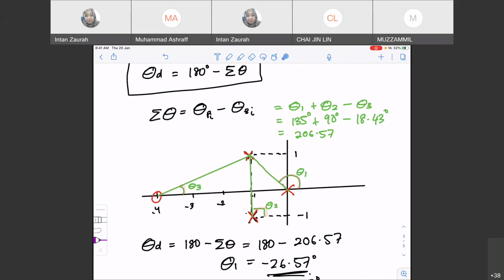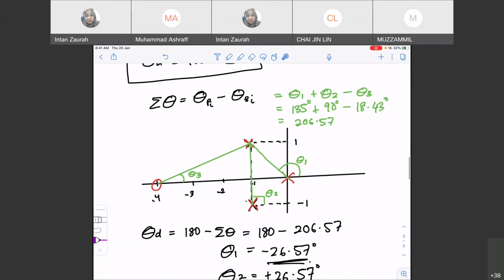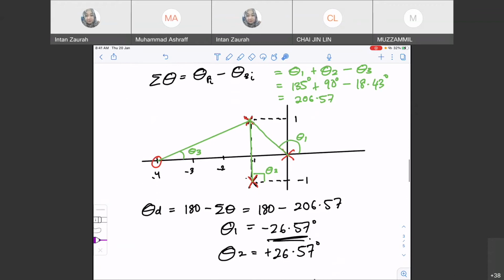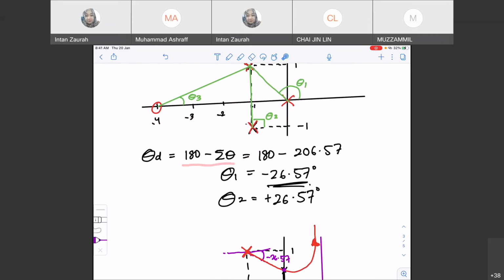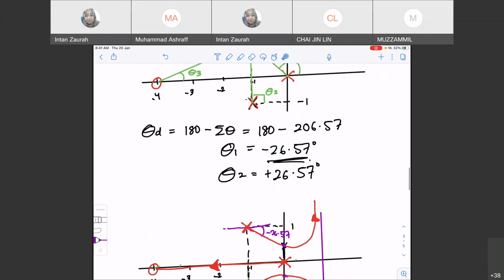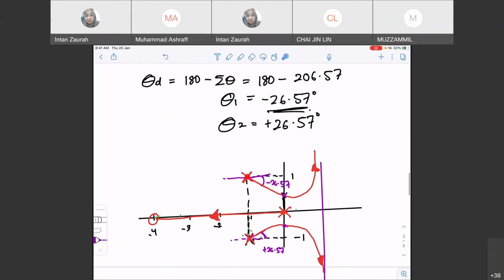Once you have found the angle, you can use Pythagoras, you can use your protractor, you can find the angle, then you do the sum of angle. Then after you find the sum of angle, of course you have 180 degrees minus that sum of angle. And then you're going to get two angles actually, because theta d will have two values. If you find from the top pole and it's giving you negative value, then the bottom pole will give you positive value. You do not need to calculate twice. You only calculate once. So you just do the opposite sign of it.